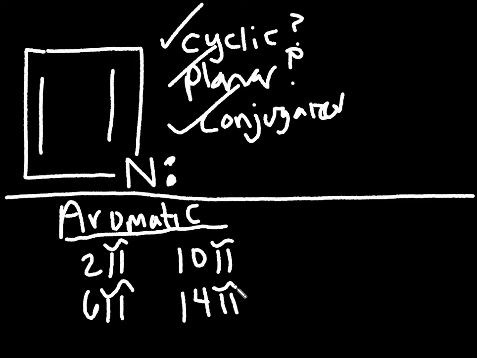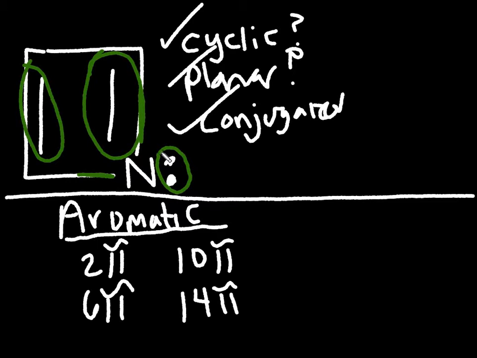Let's see, let me just change colors here. We have 2, we have 4. Now, we are not going to include this lone pair here. You know why? The reason being is it is going to go towards hybridization. So this nitrogen is connected to 1, 2, and then they'll have this here. So that is sp2 hybridized. Okay.